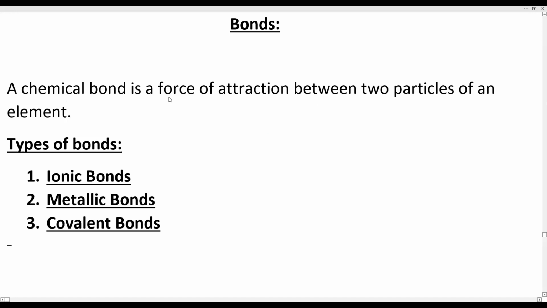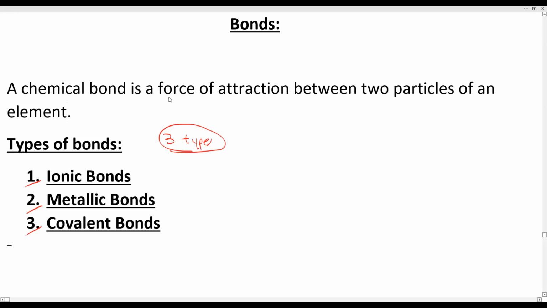Now, there are going to be three main types of bonds. There's going to be the ionic bond, the metallic bond, and the covalent bond. Okay, 1, 2, 3. So remember, there are three types, and the names of the three types are below: ionic, metallic, and covalent.